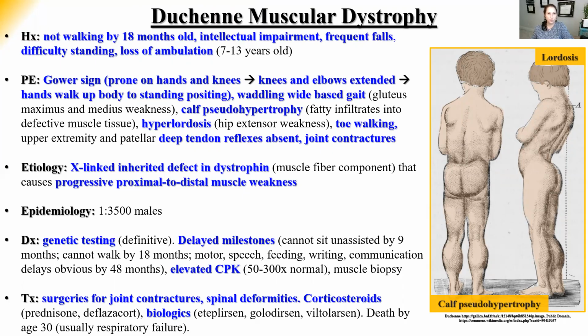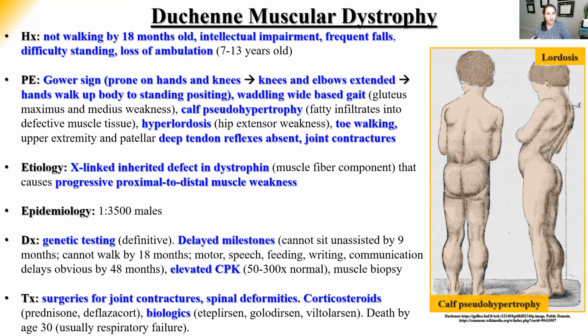Delayed milestones on those well child checks. They're not able to sit unassisted by 9 months. They can't walk by 18 months. They have pretty obvious motor, speech, feeding, writing, communication deficits by about 48 months. They have an elevated CPK, creatine phosphokinase, that tells us that there's something wrong with the muscle tissue. And then a muscle biopsy will be definitive for this as well.